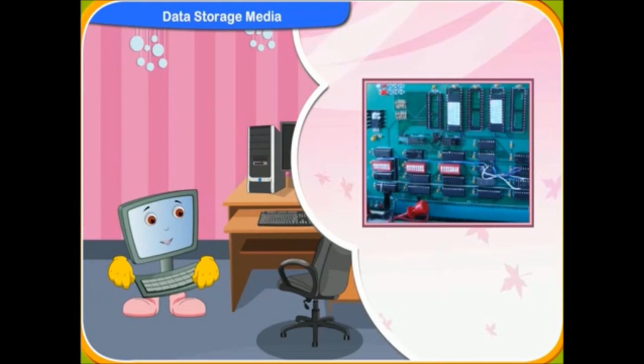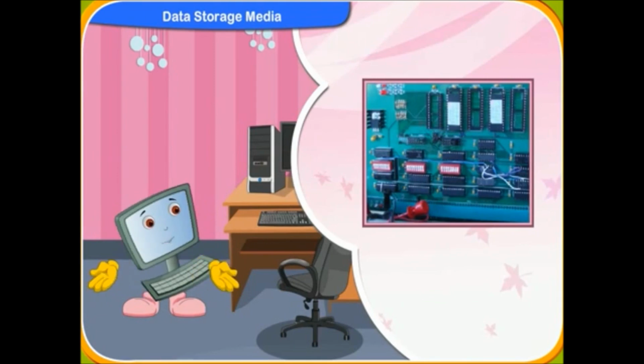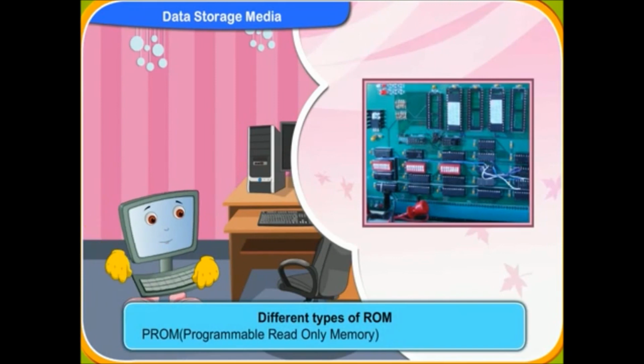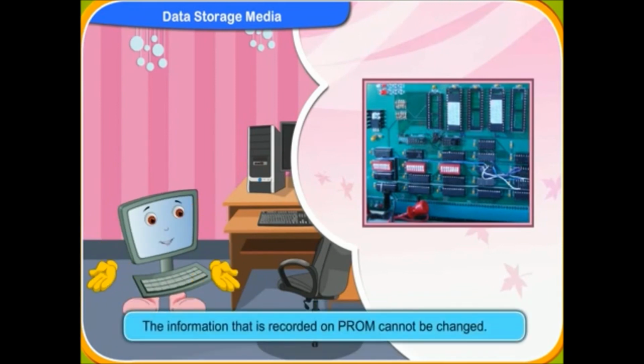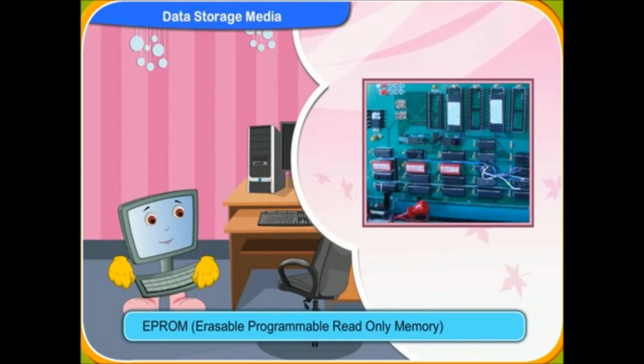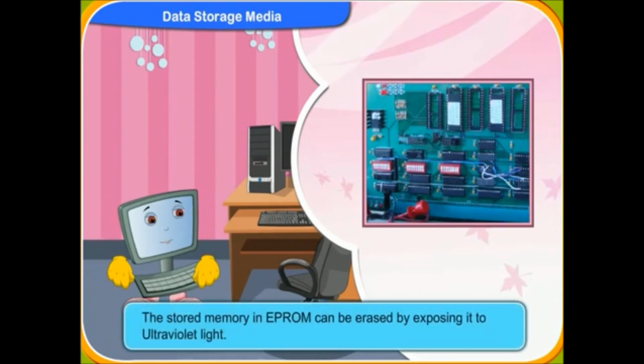PROM, EPROM, and EEPROM are three different kinds of ROM. PROM stands for Programmable Read-Only Memory. The information that is recorded on this cannot be changed. EPROM stands for Erasable Programmable Read-Only Memory. The stored memory can be erased by exposing it to ultraviolet light.